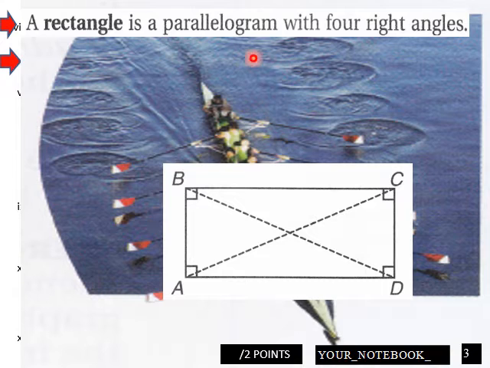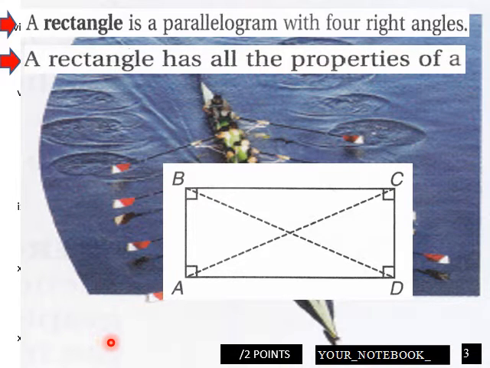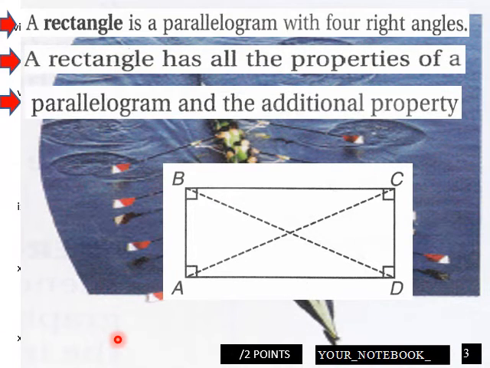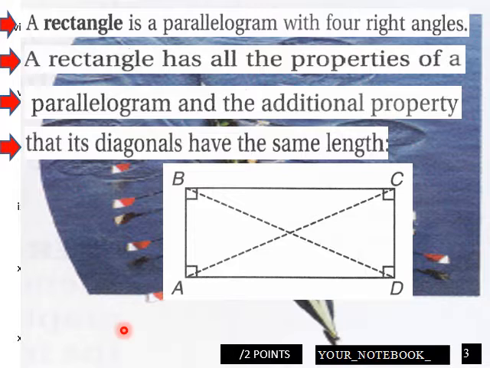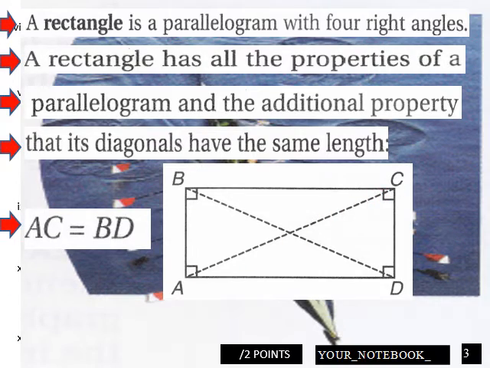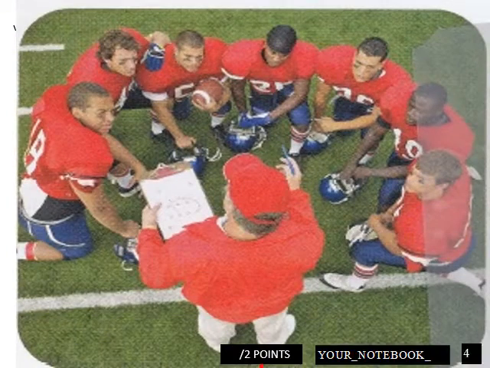A rectangle is a parallelogram with 4 right angles, so we have 4 right angles here. A rectangle has all properties of a parallelogram, and the additional property that diagonals have the same length. So for a rectangle, these are the same length.